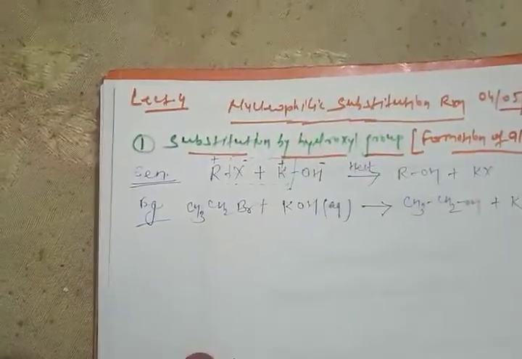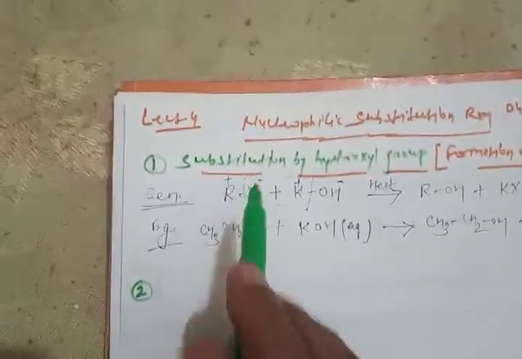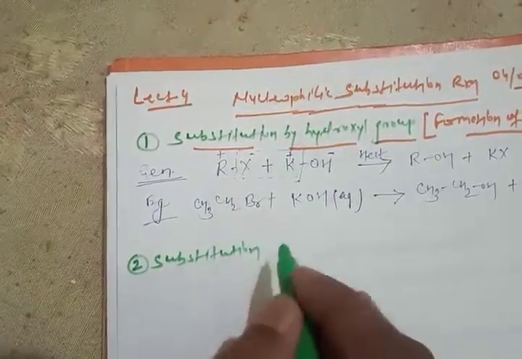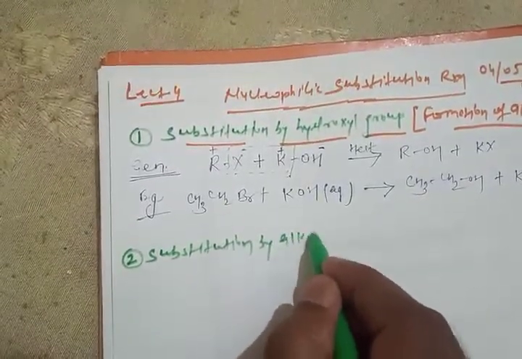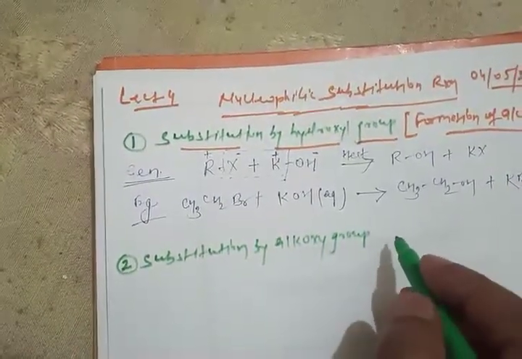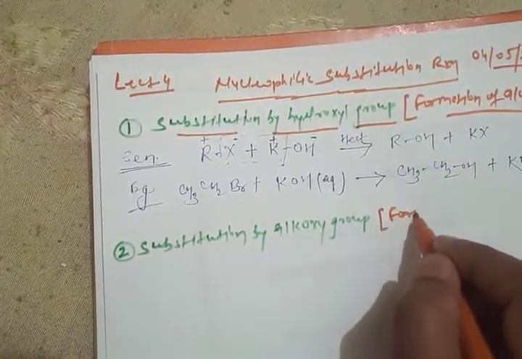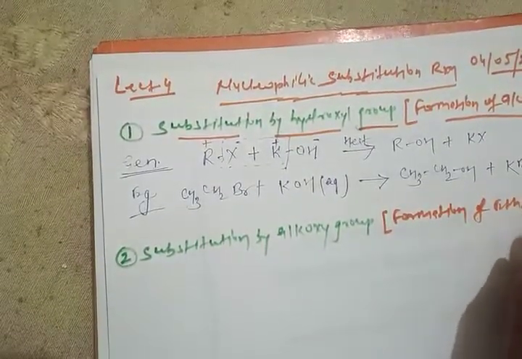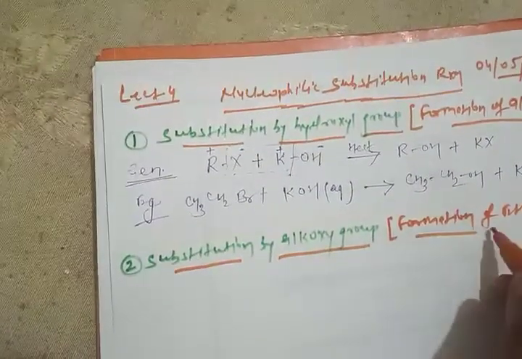So this is a very simple reaction. Now moving ahead, the second reaction is substitution by alkoxy group. Okay, so substitution by alkoxy group, what will it give? It will give ether. So we'll get formation of ether. By the substitution of alkoxy group we'll get ether.